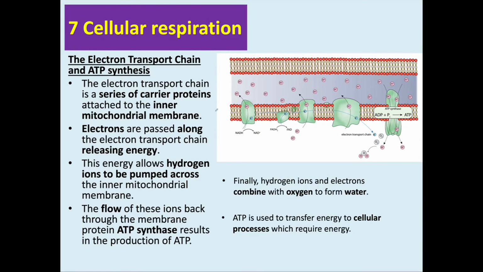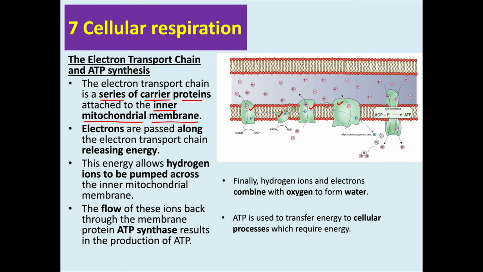So the electron transport chain is a series of carrier proteins, okay? That's these things here: carrier protein, carrier protein, carrier protein, protein. We can see that series of carrier proteins there, 1, 2, 3, 4 in the diagram. Now, they're attached to an area called the inner mitochondrial membrane, or the IMM, as I think of it in my head for short. Now, remember, that's a different part of the mitochondria from where the citric acid cycle takes place. That takes place in the matrix. This stage, the electron transport chain, is in the IMM, or the inner mitochondrial membrane.